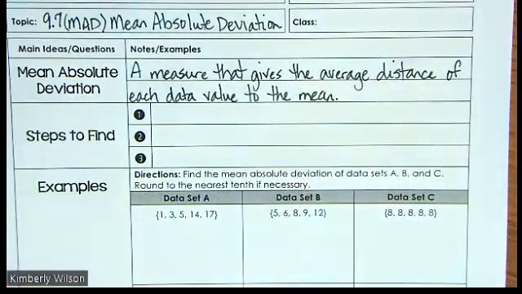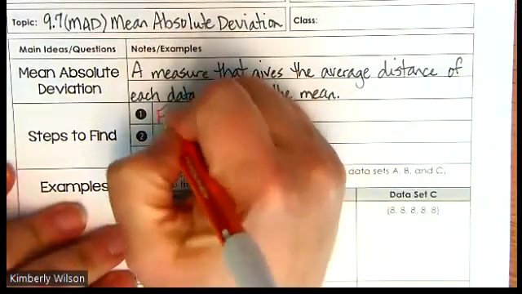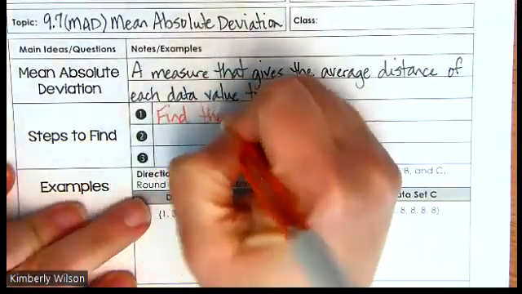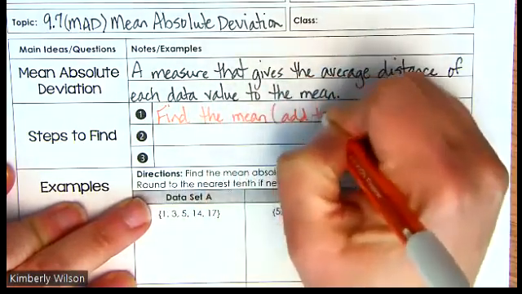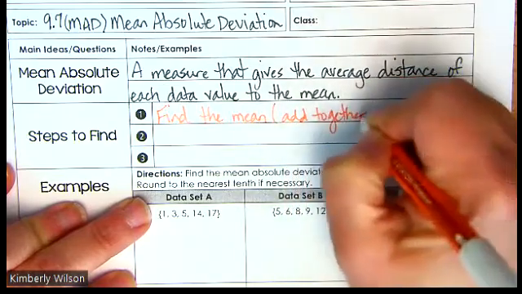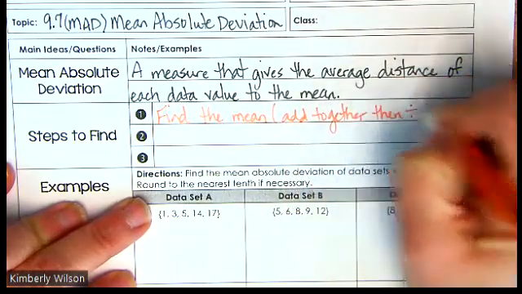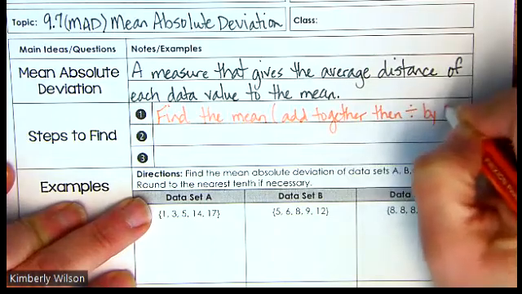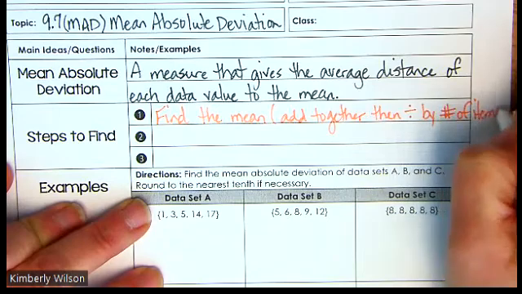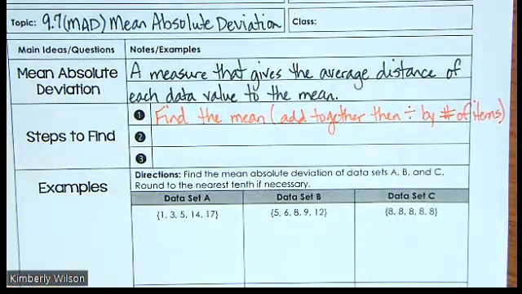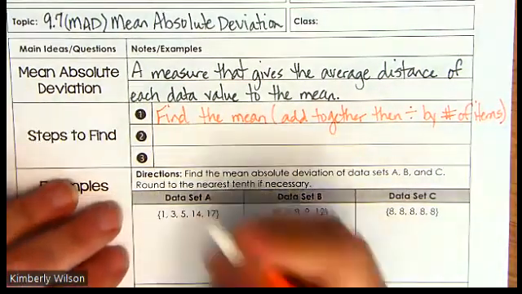Okay, so now let's talk about what the steps are to calculate. Step one, we gotta find the mean. So step one is to find the actual mean, which is add together, then divide by the number of items.